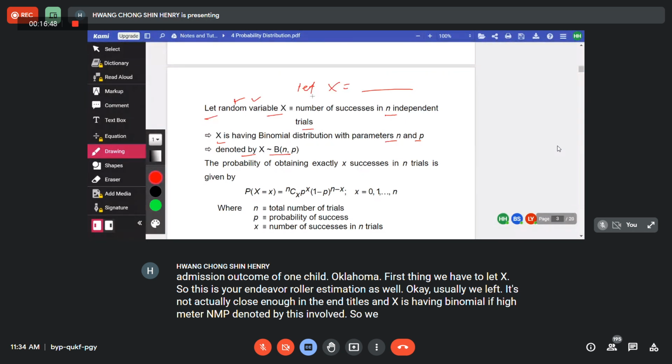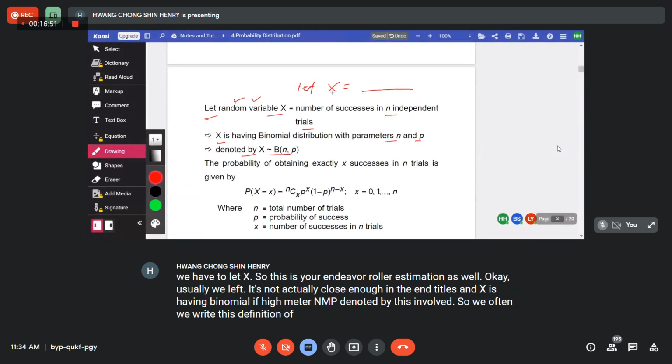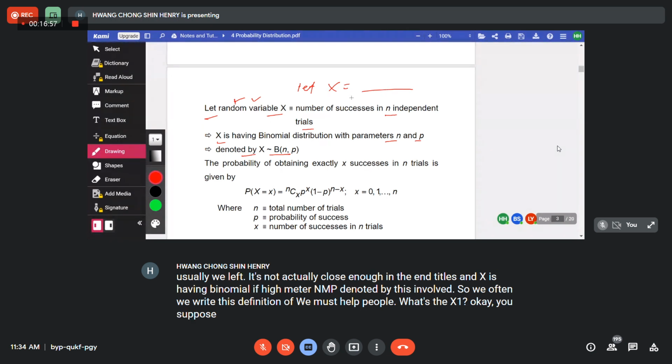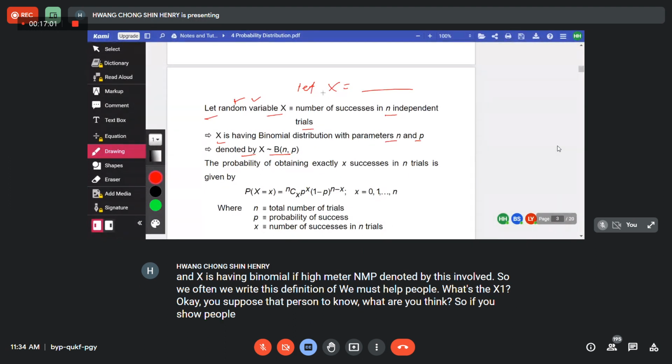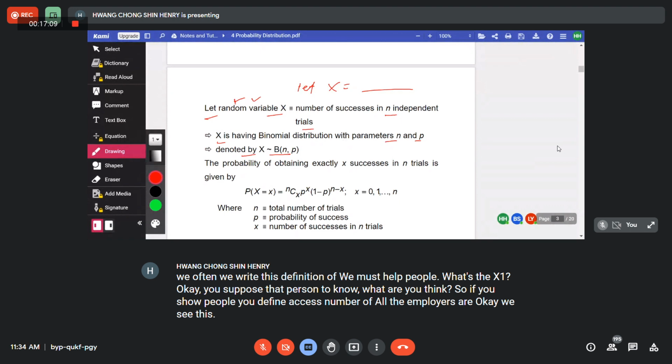So after we write this definition, we must tell people what X is. If you don't write this, then that person won't know what you are calculating. So you define X as the number of successes out of the trials. We will see the example later. Then people will know what this random variable X equals.